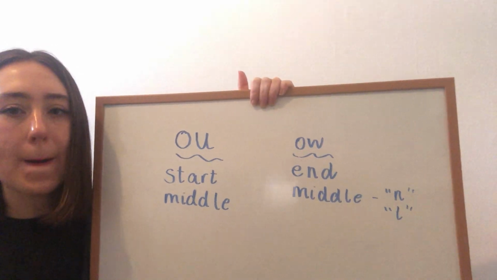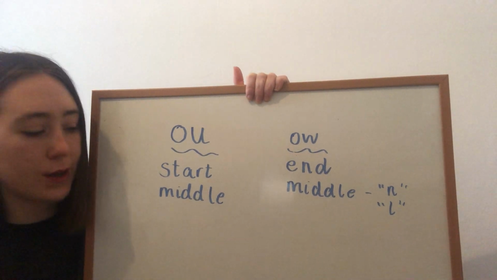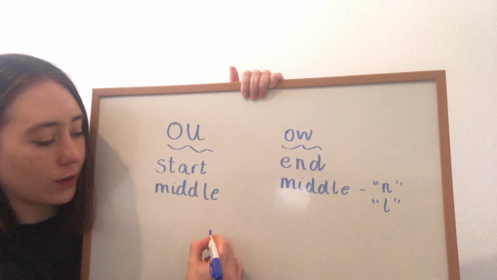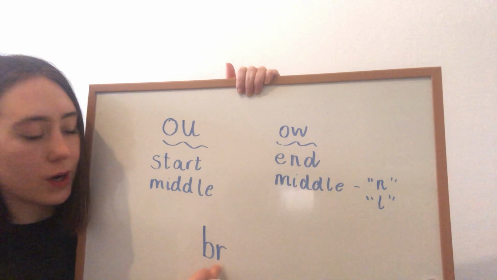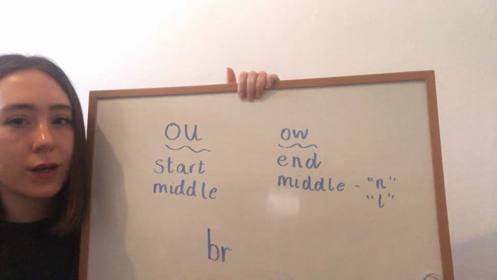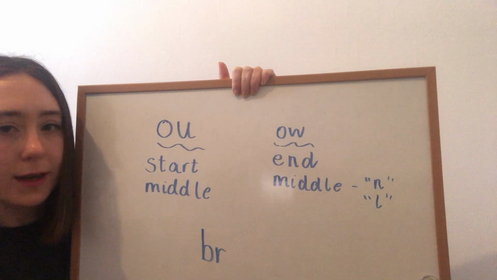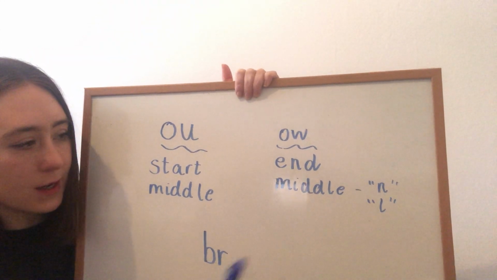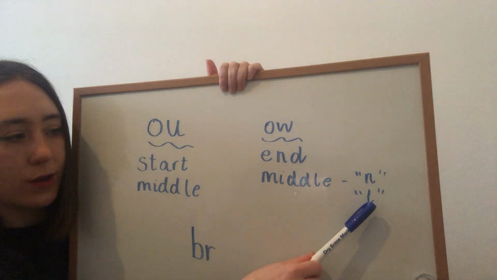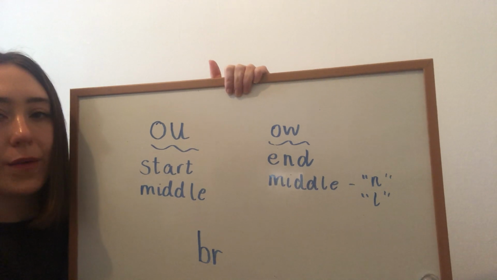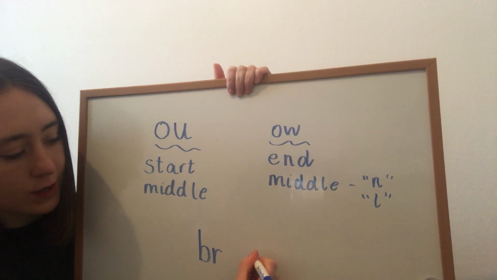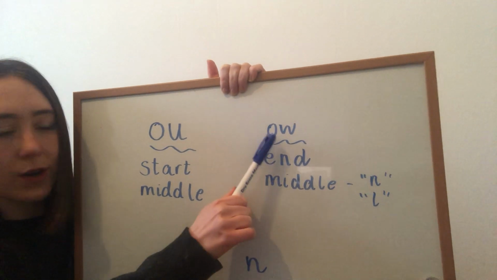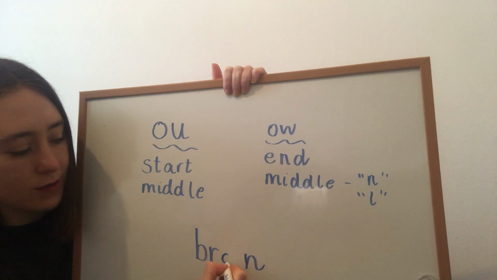Brown. We know that we can hear the br. Br, own. What sound can you hear at the end? Is it an n or an ow? Brown. Yes, we can hear an n. So it's going to be our ow sound again.